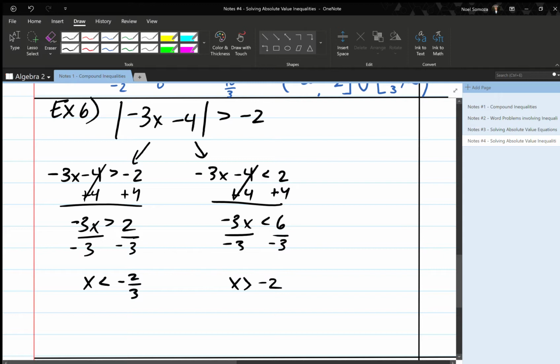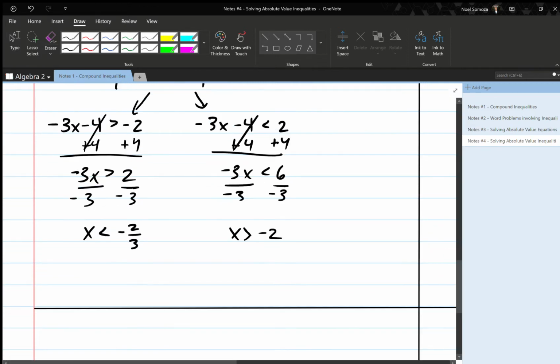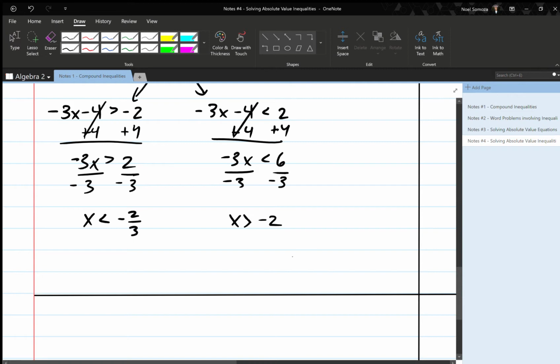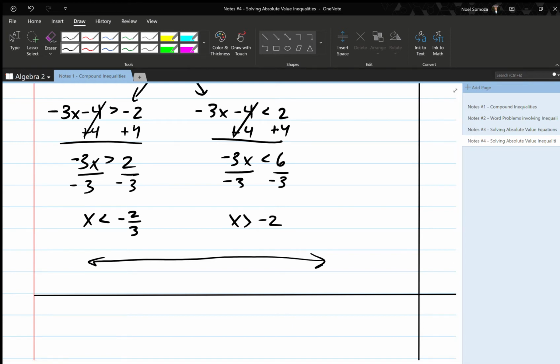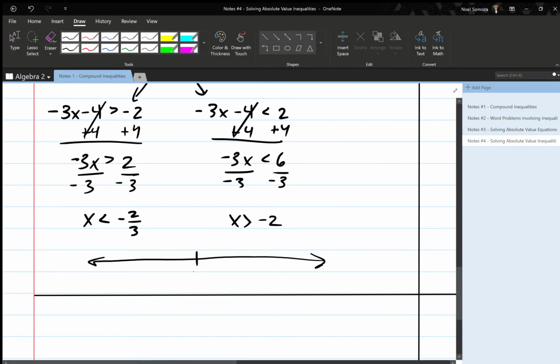Alright, so watch. When I graph this, remember that this is an OR problem. So I'm not looking for the intersection. I'm just looking to see how much of the entire line it covers. Here is 0. Here is negative 1. This is negative 2. And negative 2/3 is approximately negative 0.666. It keeps going.